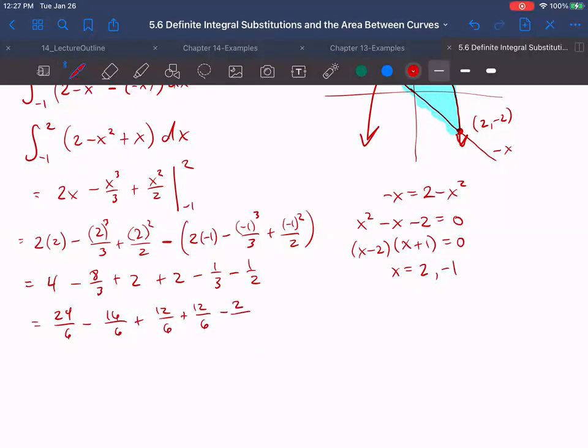Minus 2/6 minus 3/6, right? And so 24 minus 16 is 8, plus 12 is 20, plus 12 is 32, minus 2 is 30, plus that is 27. Is that right? 27/6, which we can reduce down to 9/2, dividing everything by 3, right? Which is the 4.5.